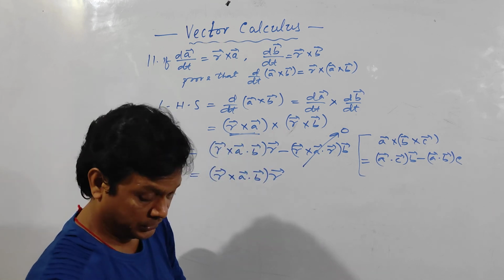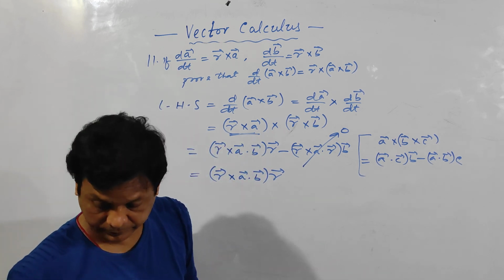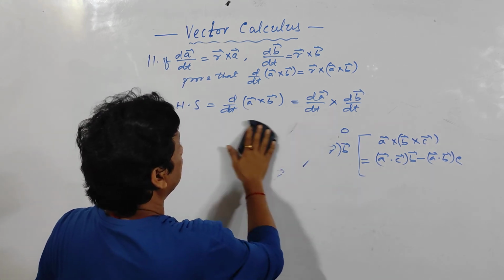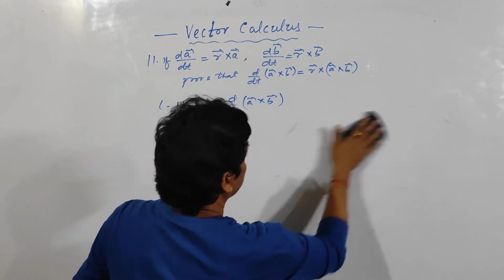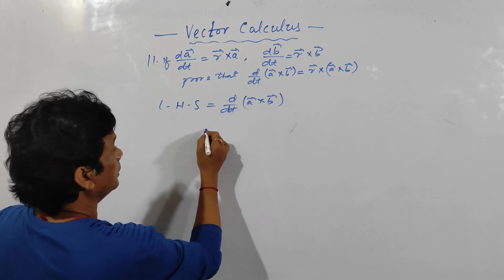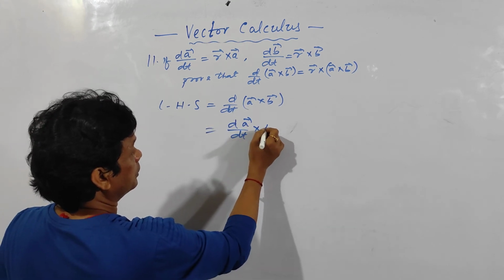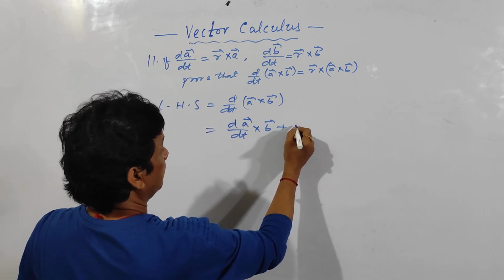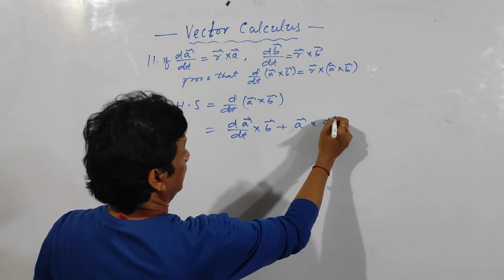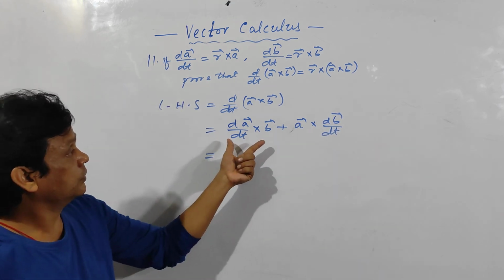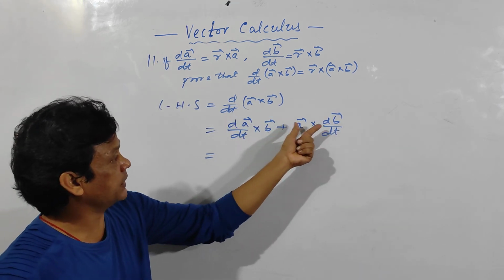Sorry. I have written this one wrong. See here. This is not the formula. Here, apply the cross product derivative: dA by dt cross B plus A cross dB by dt. So this is the formula. Derivative of a cross product: dA by dt cross B plus A cross dB by dt.